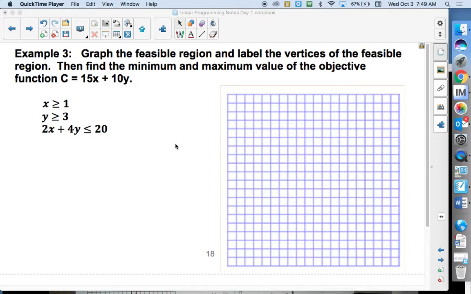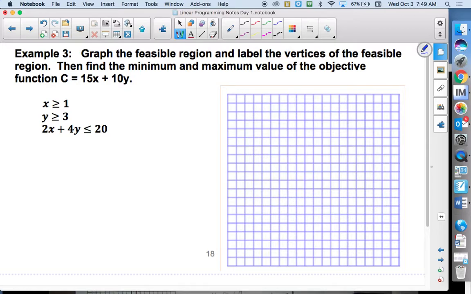Alright, so the first thing, if we have x is greater than or equal to 1, Garrett, what type of line would be a line that's in x equals form? Horizontal? Oh wait, no. Vertical, yeah. So we're going to go to where x is equal to 1. That's a vertical line. Greater than means we should be shading in the right direction, towards the right.